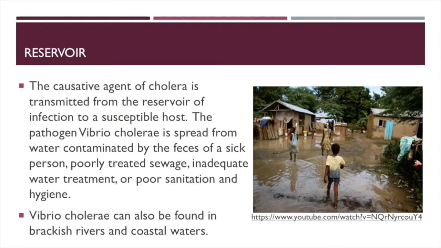The causative agent of cholera is transmitted from the reservoir of infection to a susceptible host. The pathogen Vibrio cholerae is spread from water contaminated by the feces of a sick person, poorly treated sewage, inadequate water treatment, or poor sanitation and hygiene. Vibrio cholerae can also be found in brackish rivers and coastal waters. Cholera is really common in Africa and Haiti and places like that because of their poor sanitation and hygiene.